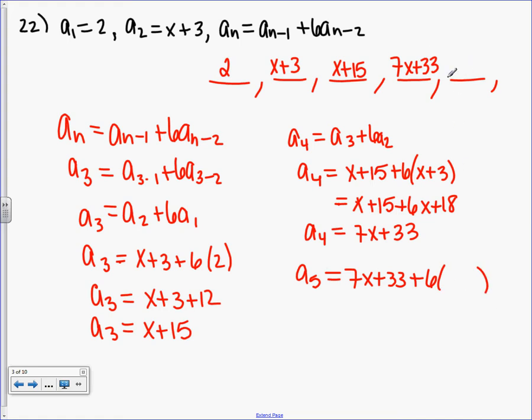So here's 1 before it. 2 before it is the x plus 15. Do you guys get that's what the pattern is saying to do? If not, plug in a 5 and do what we did on all the other ones. Doesn't matter, just pick away. So a sub 5 equals 7x plus 33 plus 6x plus 90. Is that right? So what do you get for your fifth term?